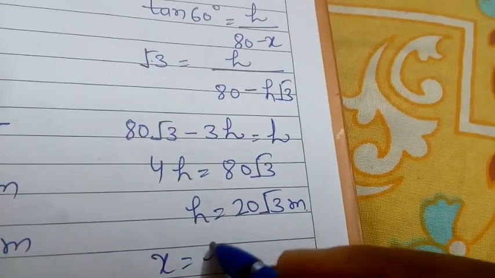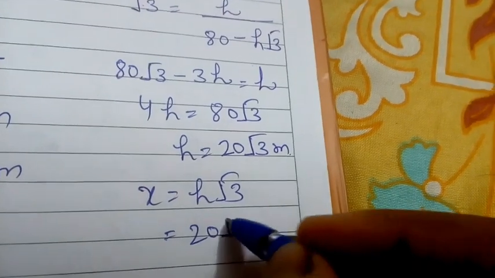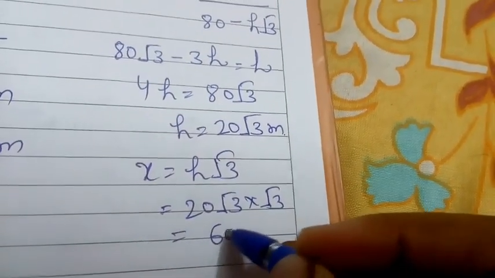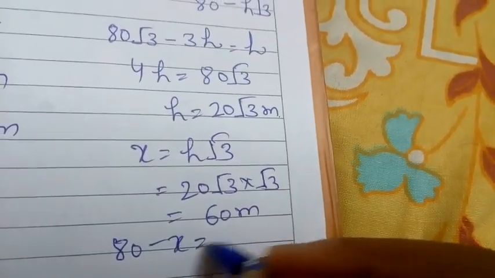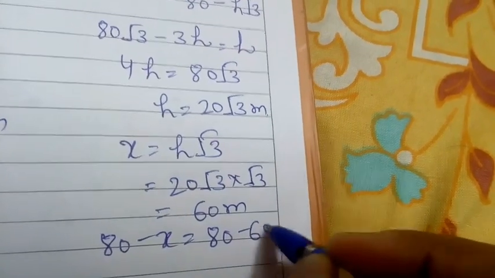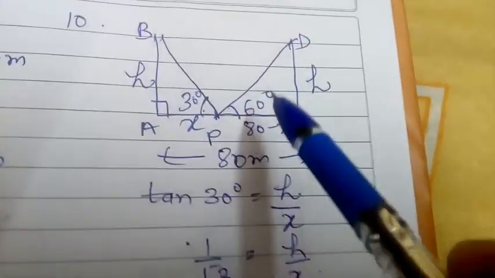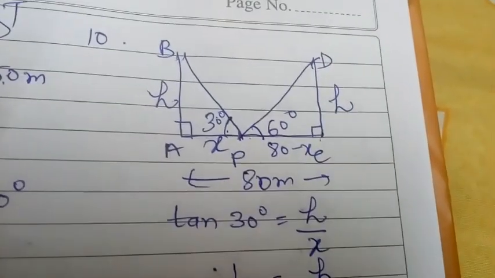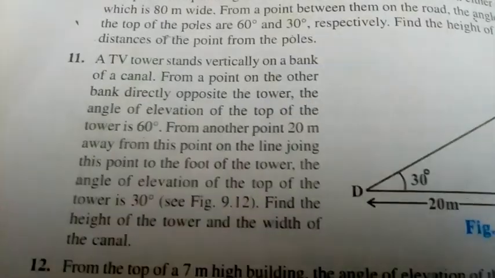And x equals h root 3. h is 20 root 3, into root 3. x is 60 meter and the other distance is 80 minus x. It means 80 minus 60, 20 meter. The point P from the first pole is 60 meter and from the other pole is 20 meter, and the height of the tower is 20 root 3 meter.